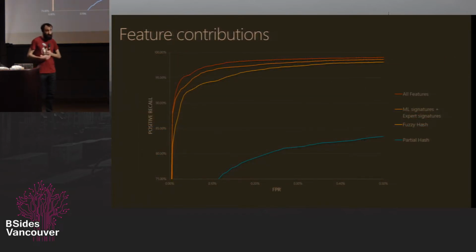So here's a quick look at the different feature contributions to get an idea of what features were most important to the model making a decision. Of course, including all features performed the best. We found after that the specific targeted machine learning feature vector that we had deployed were the most important features to making the decision. After that, the fuzzy hashes had a very significant role in the classification. And finally, partial hashes, which is like partial hashes of the behavior content, did not perform well in the classification.